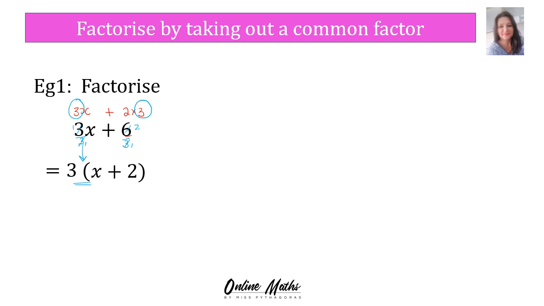Now, since this is new to us, it's always good to quickly take the factorized answer, 3 bracket x plus 2, and then in your head or on the right hand side, somewhere where the examiner can't see it, quickly multiply this back to see if you were right. 3 times x is 3x, and 3 times plus 2 is 6. So yes, we were right.